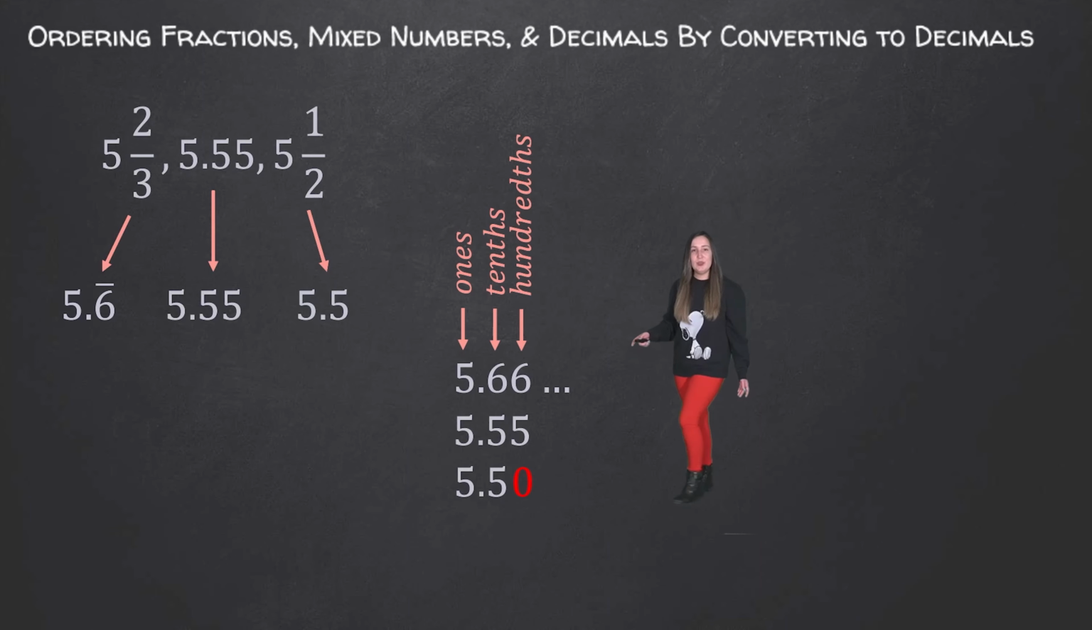So the bottom two both have a 5 for the ones place, and they both have a 5 for the tenths place. But if we look at the hundredths place, we have a 5 and a 0, automatically making that last value our smallest one. So 5 5/10 was originally written as 5½, and that's our smallest value. Then we have 5 55/100ths, and then our largest value is 5 2/3, which is 5.66666, and it just keeps repeating. Okay?